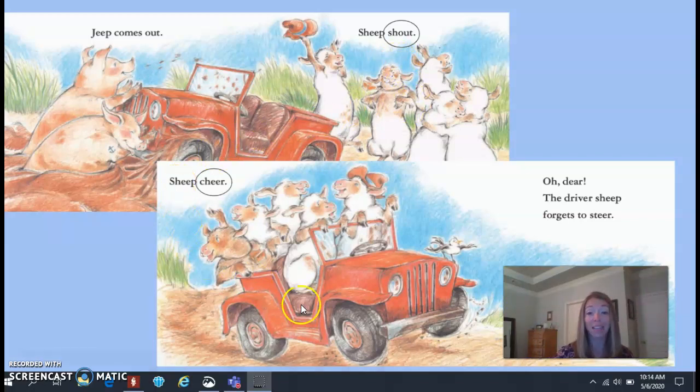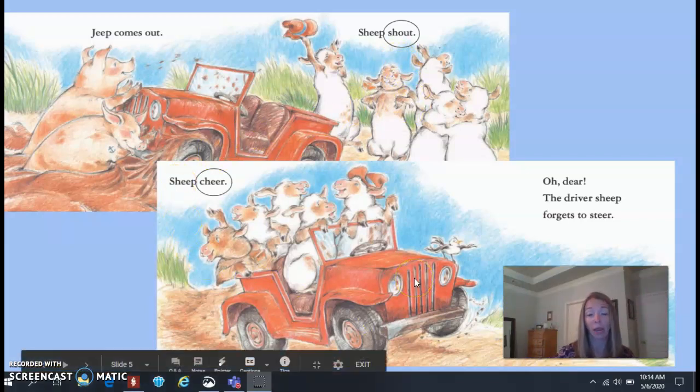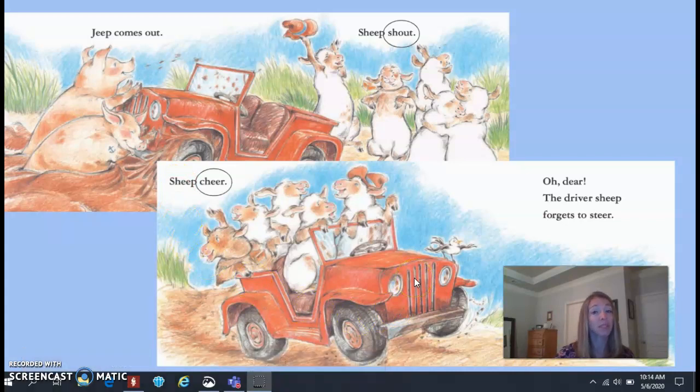Now they're back in the Jeep and they're cheering. That means almost the same as shout. Instead of shouting, maybe they were saying words. With cheering, maybe they're going, woohoo! Cheer! Yeah, let's get going!